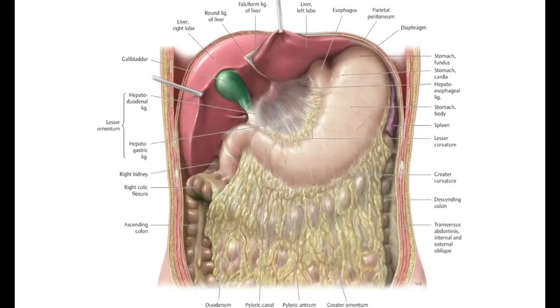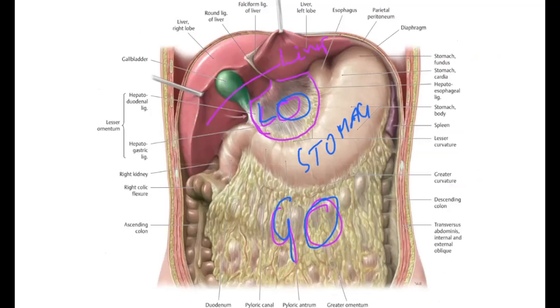You see, this is the lesser omentum, from the lesser curvature of the stomach to the under surface of the liver, right? This is lesser omentum, and this one is greater omentum, right? Greater omentum and lesser omentum. This is the stomach, and this part is gastrocolic ligament, right?